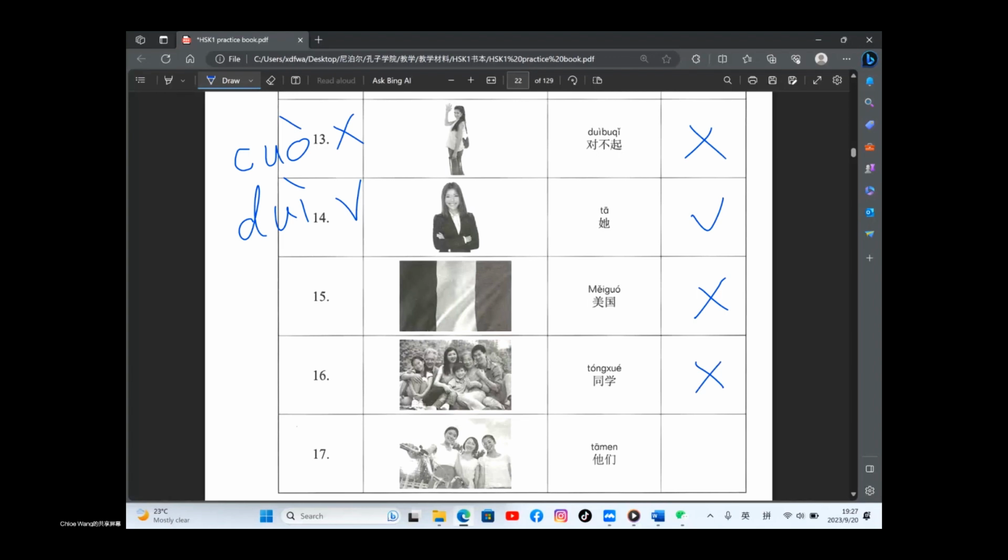17. 他们. Is that right? Let's check. Yes, 17 is wrong. 他们 here, let's pay attention: this 他 is a male 他. Here there are three young ladies, and no gentleman. So we need to use the female 她们. So 17 is wrong. 错的.